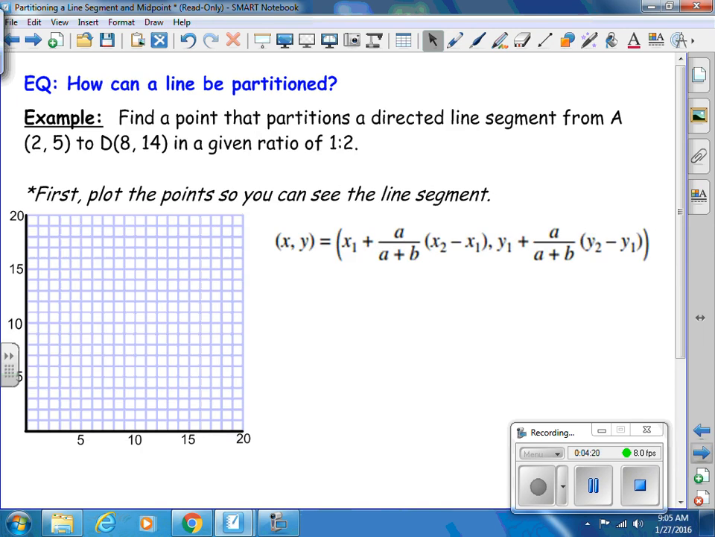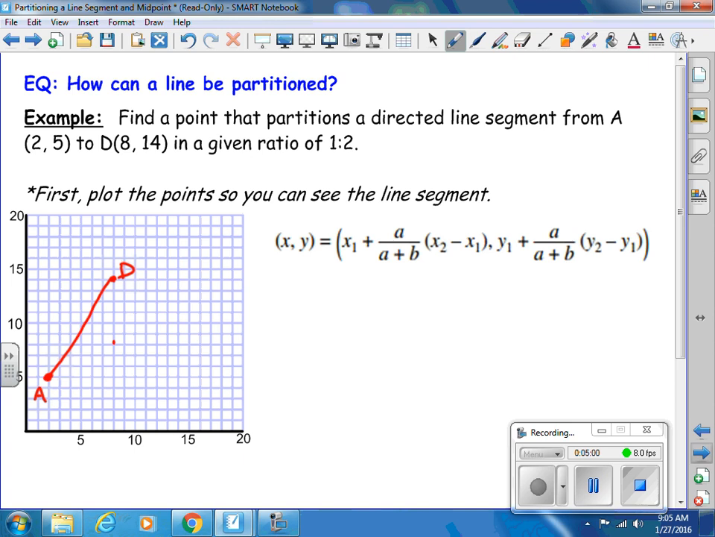So let's look at an example here. Find the point that partitions the segment AD at 2, 5 to 8, 14 at a ratio of 1 to 2. First, we're going to plot the point 2, 5. Come right 2, up 5. This is point A. Point D is 8, 14. So here is 5, 6, 7, 8, 10, 11, 12, 13, 14. There's D. So we're looking for a point along this line segment that divides it in a 1 to 2 ratio.